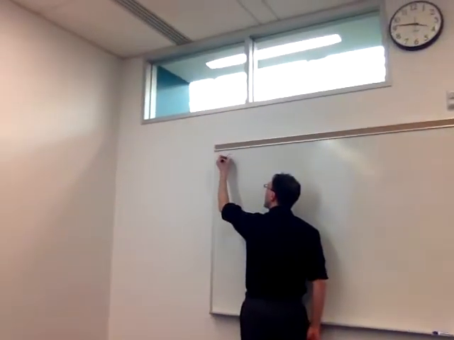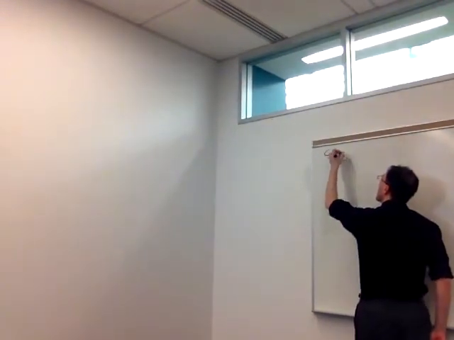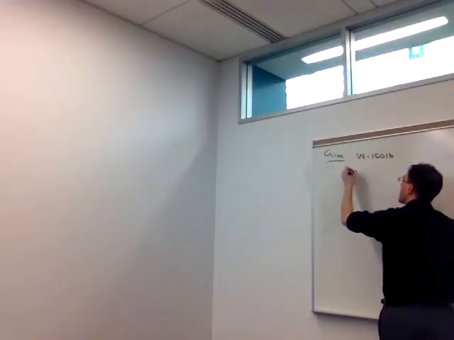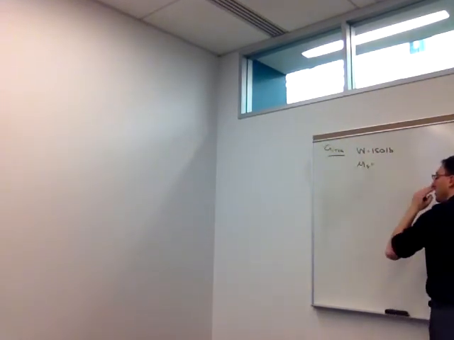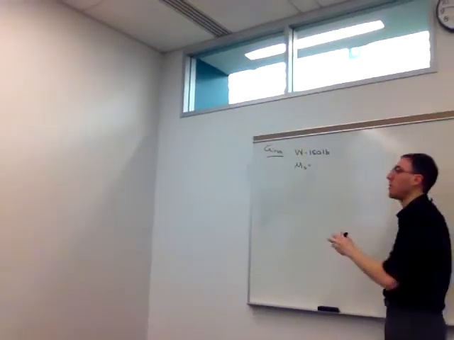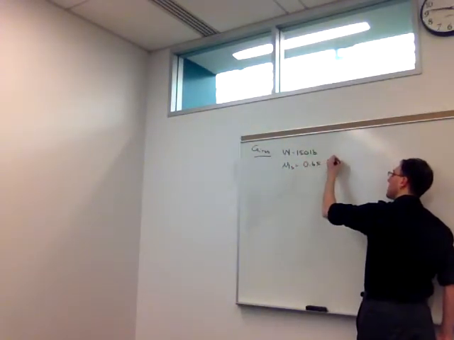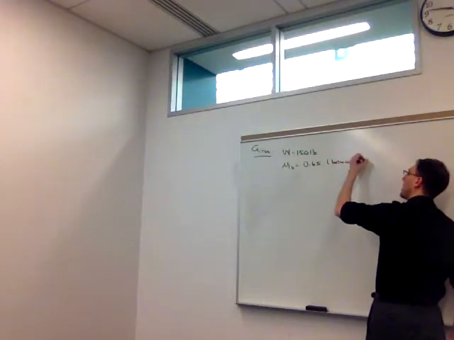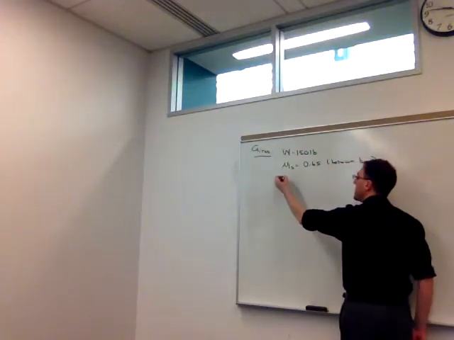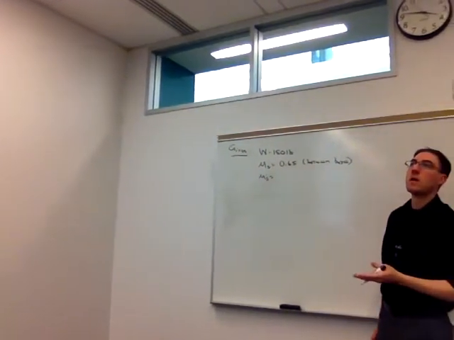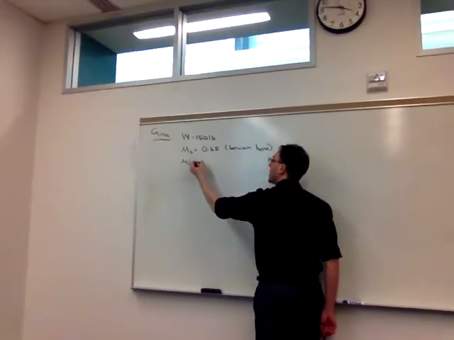We'll start with what we're given. The weight of each crate, 150 pounds. What they call mu s of 0.65. So that's between the boxes. And then a different coefficient of friction between the bottom box and the floor of 0.35.